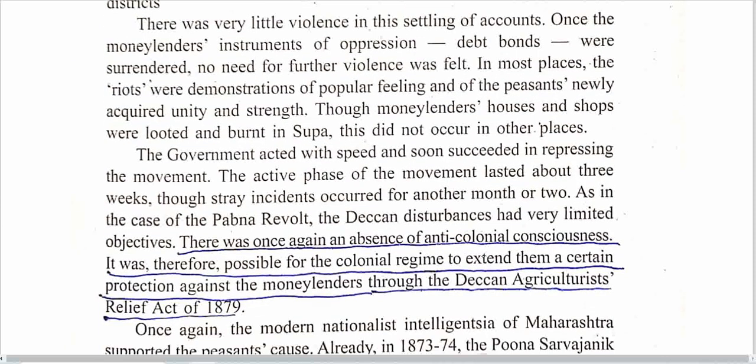There was very little violence in the settling of accounts. One of the moneylenders' instruments was the popular reward. There was once again an absence of anti-colonial consciousness. It was therefore possible for the colonial regime to extend them a certain protection against the moneylenders through the Deccan Agriculturists Relief Act of 1879. Protection against the moneylenders, wow, this can be important as well. I will add it as the 13th point in my notes: what are the major reasons for the Deccan Agriculturists Relief Act of 1879 and why it was made.